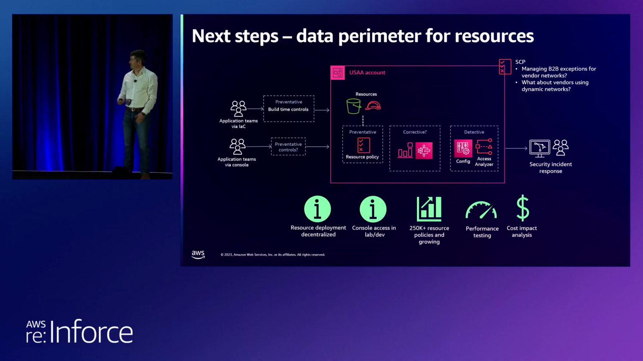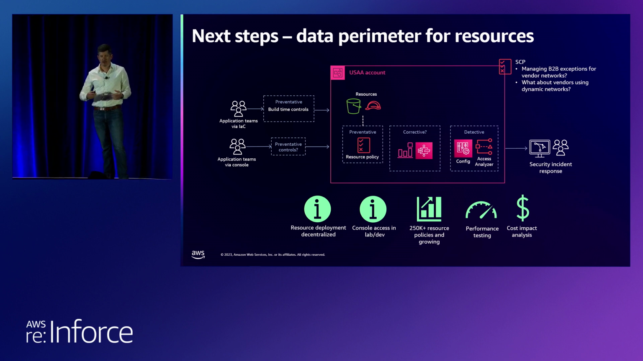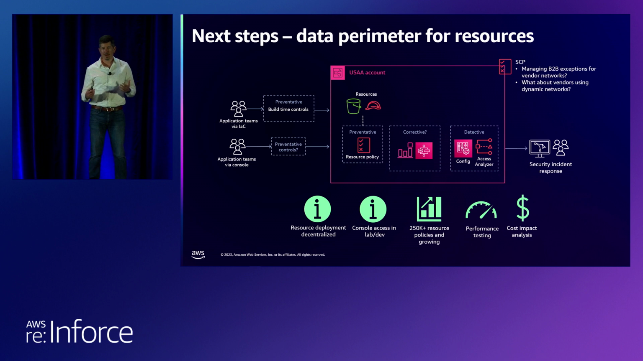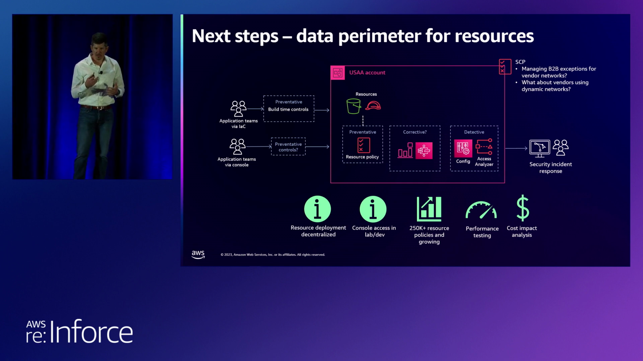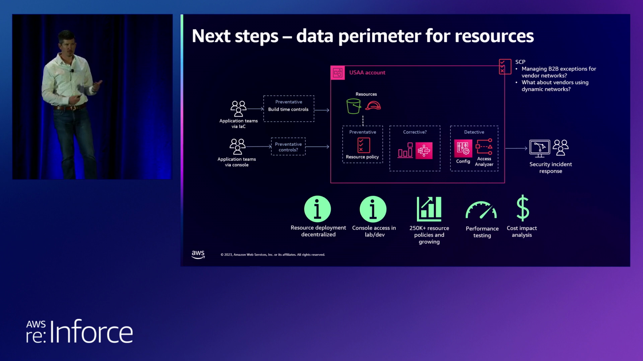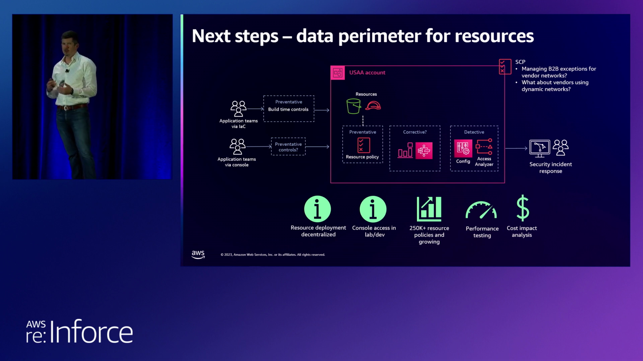So finally, our last slide. We've talked a lot about VPC endpoints and data perimeter, and just want to leave with some thoughts on, well, what about data perimeter for resources? There's some really great tooling and solutions that AWS has to help you protect your resources, and there are some unique challenges with resources as well. So let's start with what's available to us today.